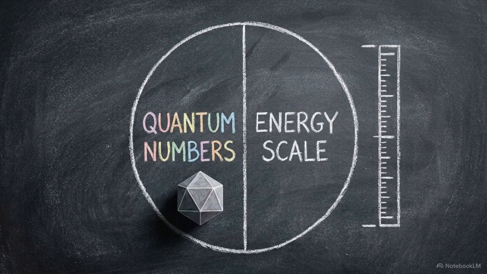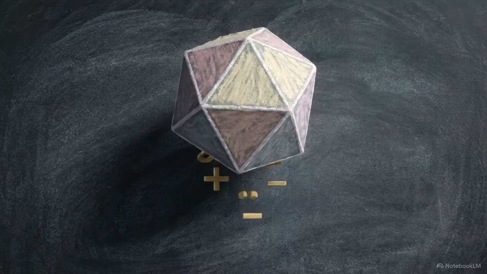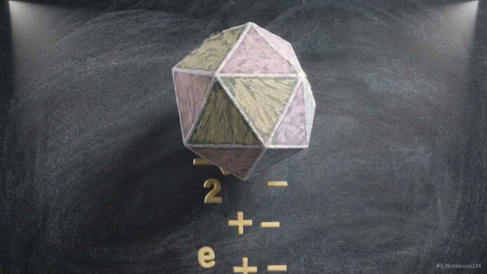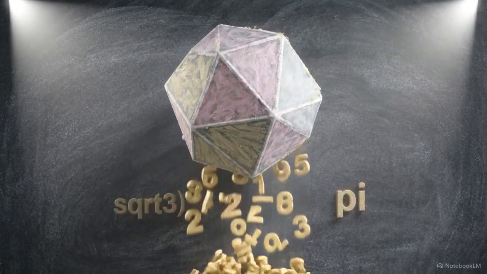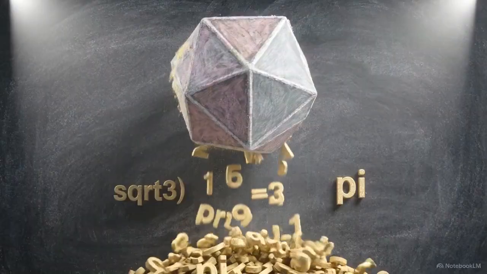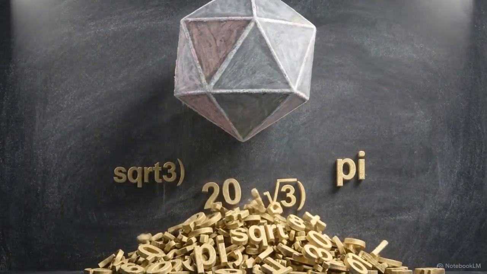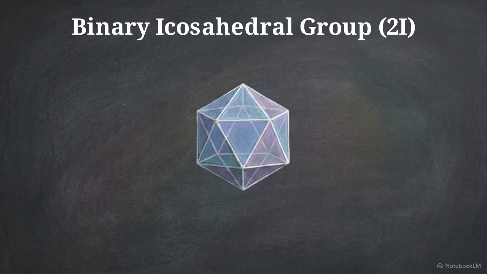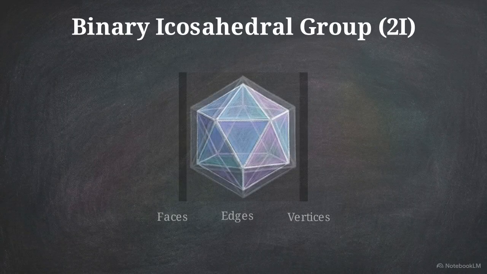Within this geometry, we separate a particle's identity, its quantum numbers, from its mass, or its energy scale. Particle identities emerge as rigid projections of icosahedral subgroups, while their masses are the direct numerical outputs of the resulting spectral geometry. The binary icosahedral group contains 3 rigid stabilizer subgroups inherited from the icosahedron, its faces, edges, and vertices.